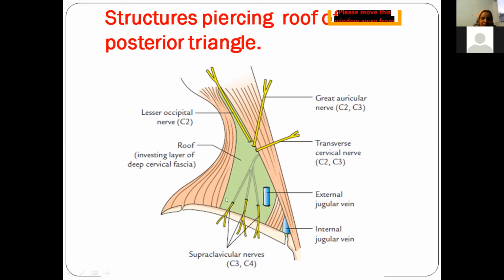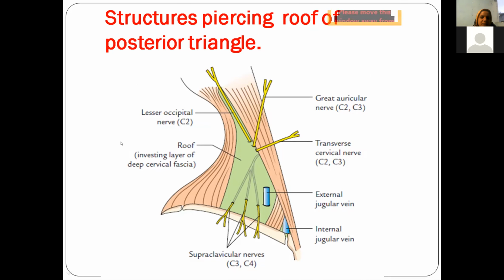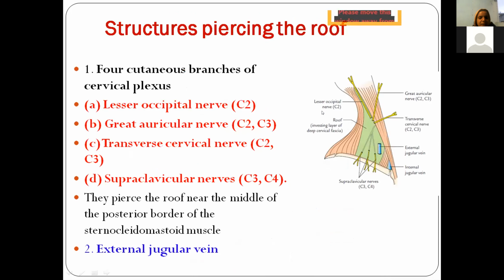If you practice the diagram, you need not read theory. Sincerely telling you, learn diagrams and list out the labelings, whatever you find in the diagram. Those are the structures in the roof. Enough, you will get full marks, I assure you. Whatever you have read here is listed here: lesser occipital, great auricular, transverse cervical, supraclavicular nerves, and external jugular vein. The first four nerves are branches of the cervical plexus, which I already told you.